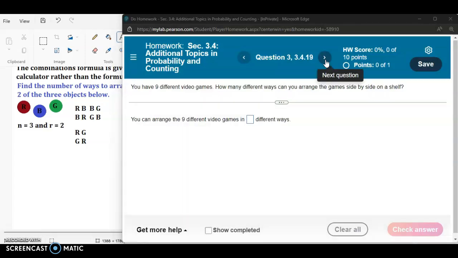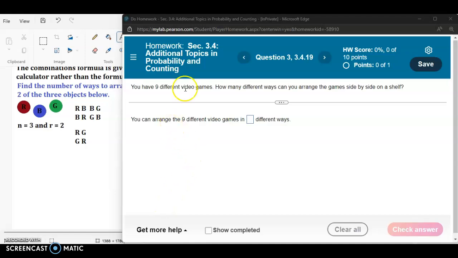Okay, question 3 says you have 9 video games. How many different ways can you arrange the games side by side on a shelf? Hopefully you have a good understanding of permutations and combinations. So this would be an example of a permutations problem. You're trying to find the number of different arrangements you have for these 9 different video games. The order in which you place the video games on your shelf does matter. So this is a permutation.